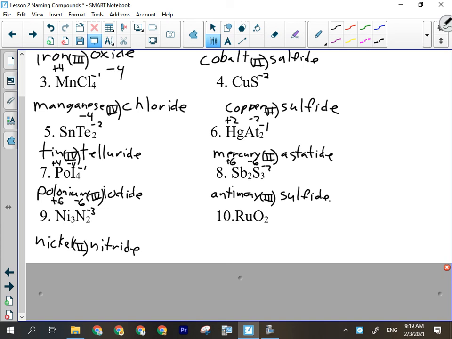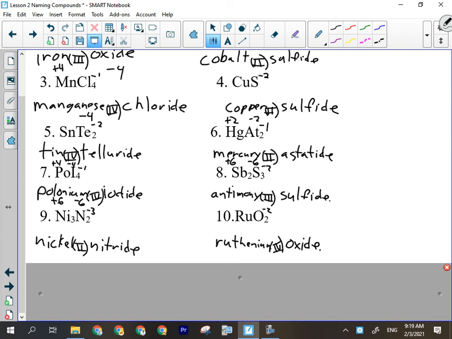Okay, and then finally we have ruthenium with oxygen. So we have ruthenium oxide. We have to figure out which Roman numeral goes on here. There's 2 oxygens, each one with a -2 charge. So this is the ruthenium with the 4+ charge. Okay. Just takes a little bit of practice, but it's not terribly difficult.